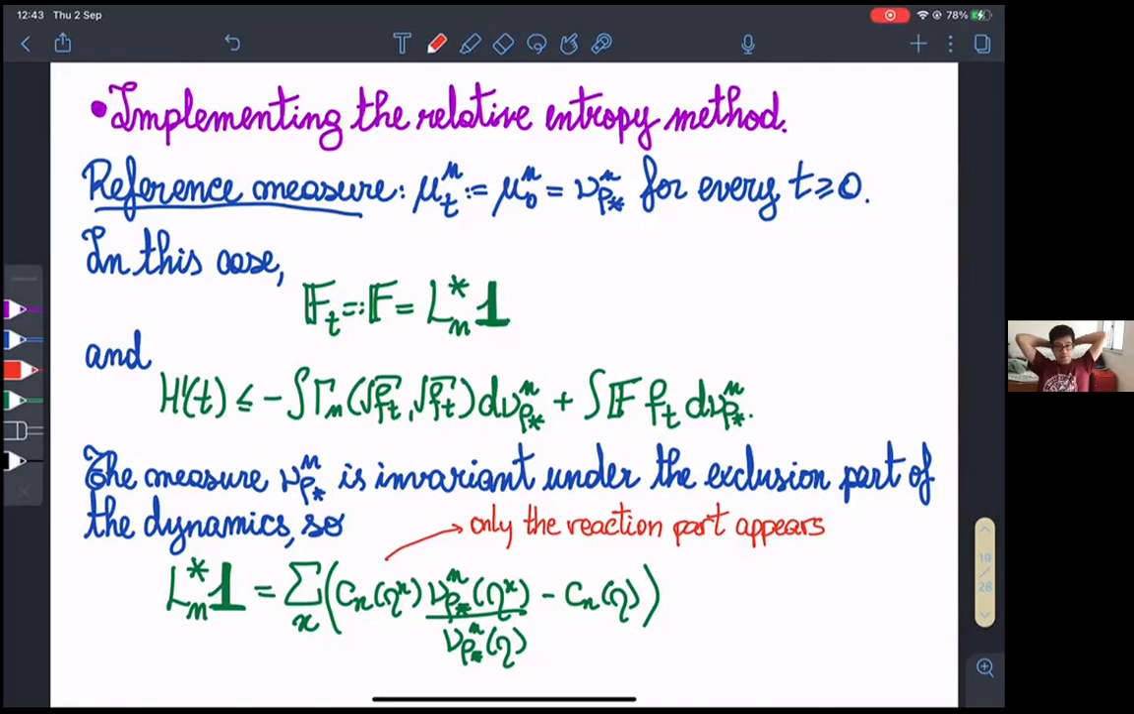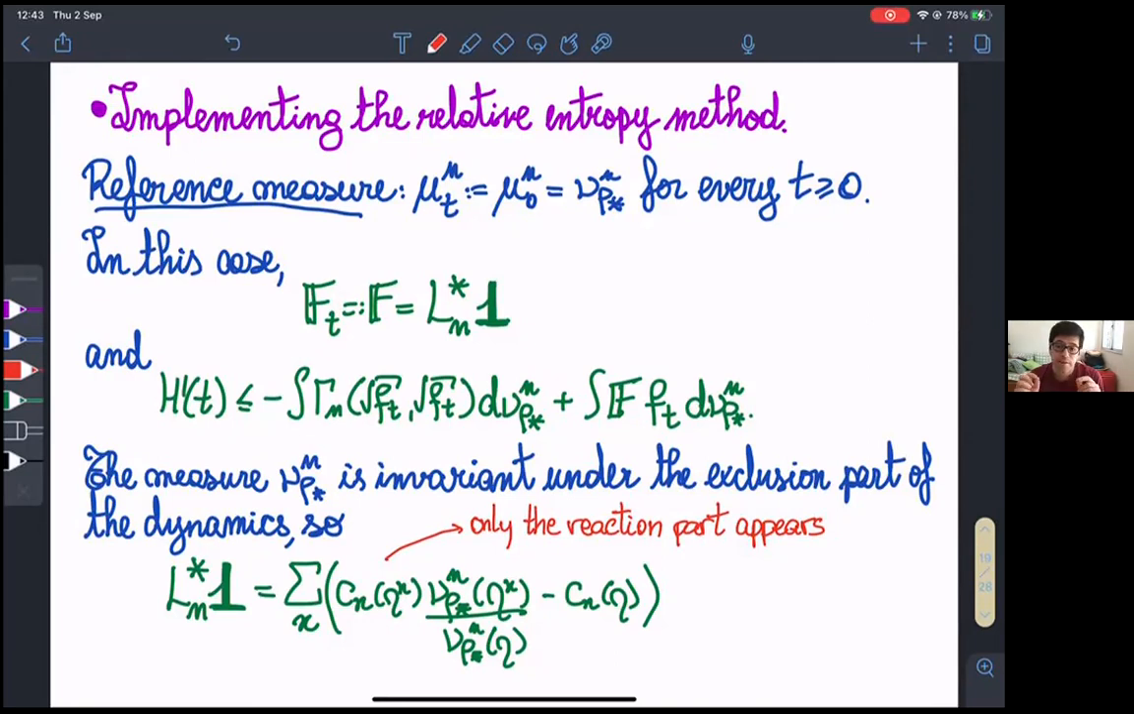So in that case, psi is equal to 1. Okay, so all the reference measures are the same. So this function psi in the relative entropy method is just equal to 1. So the function ft does not depend on t, it's just a function f. So this is blackboard f. So pay attention to the different f's that appear all the time. And this function f is just equal to L star of 1.